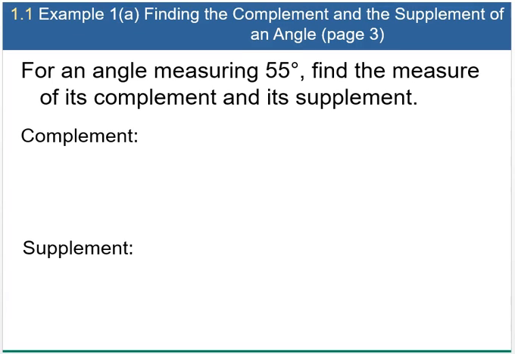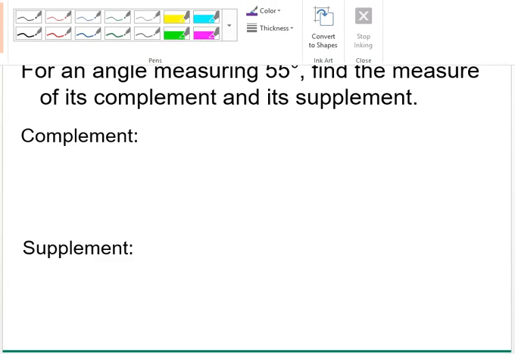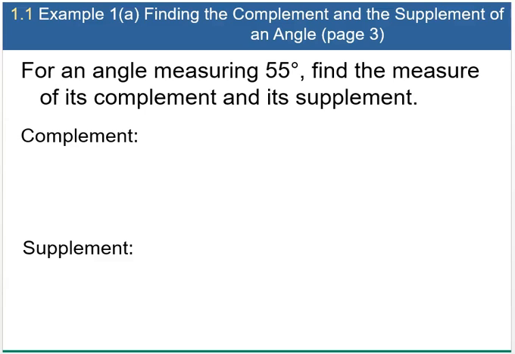All right, for our first example, we are asked to find the complement and supplement of a given angle. So, for an angle measuring 55 degrees, find the measure of its complement and its supplement. If you remember from geometry, we have learned that complementary angles add up to 90 degrees and supplementary angles add up to 180 degrees. So let's go ahead and figure these problems out.